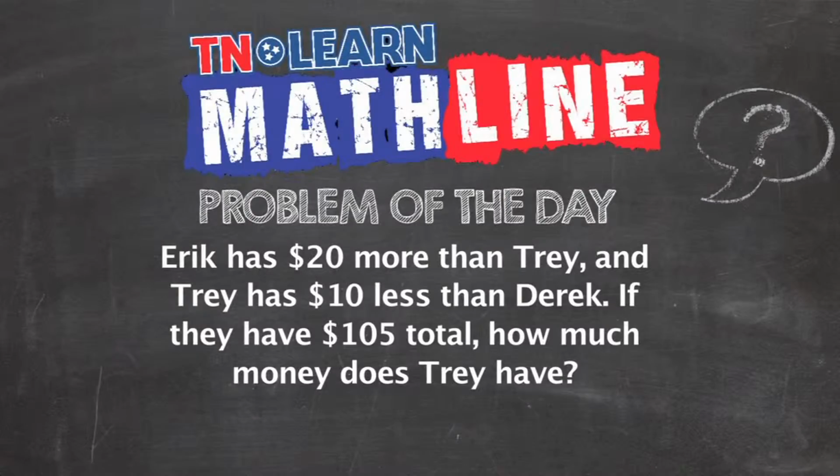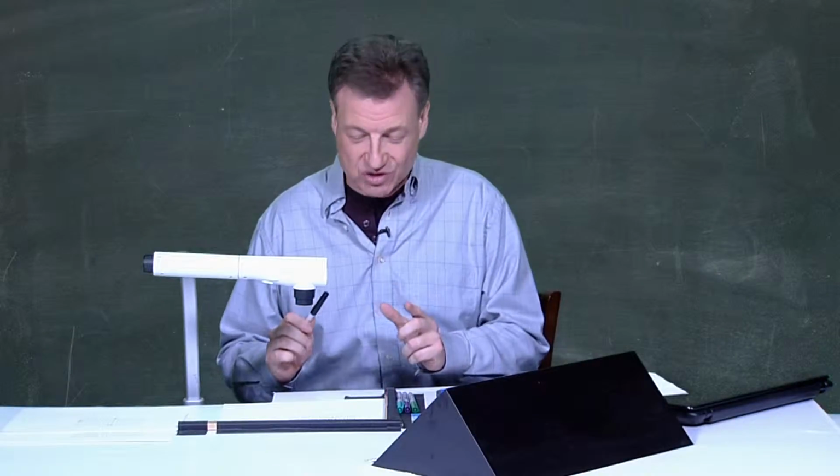Eric has $20 more than Trey, all right? And Trey has $10 less than Derek. If they have $105 total, how much money does Trey have? I'd like to know how much money they all have, all right, so we can check this out. But anyway, there's our story.